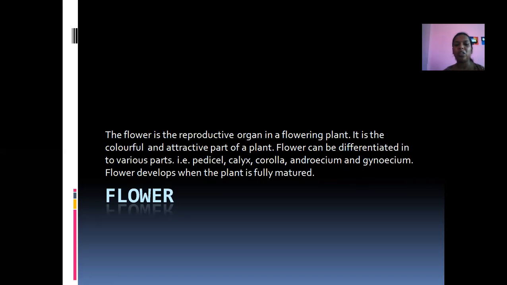Flower develops when the plant is fully mature. Especially the flower has four parts. They are calyx, corolla, androecium, and gynoecium. We will study these four parts of the flower in detail in today's class.